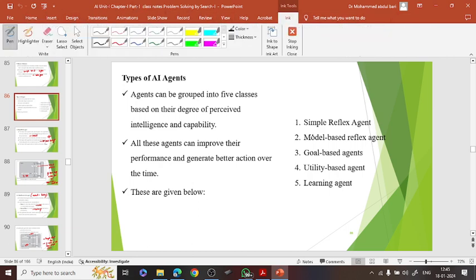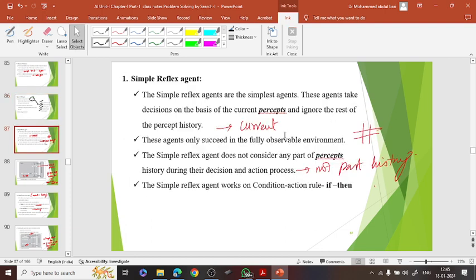They are simple reflex agent, model-based reflex agent, goal-based agent, utility-based agent, and learning agents. So agents are divided into 5 classes, which are available here. We are going to see each and every one step by step. The first one is the simple reflex agent, or simple agent.